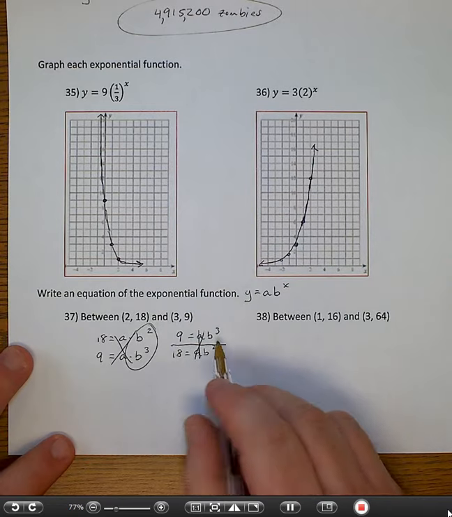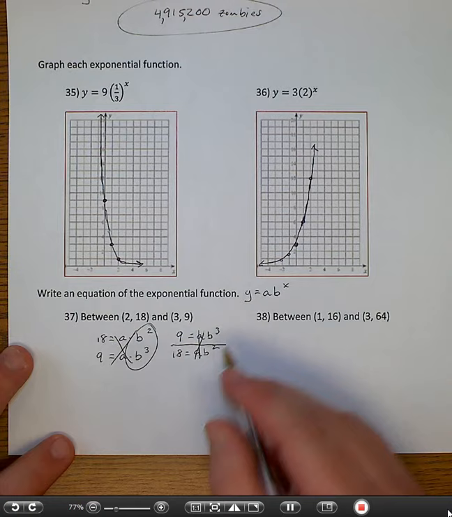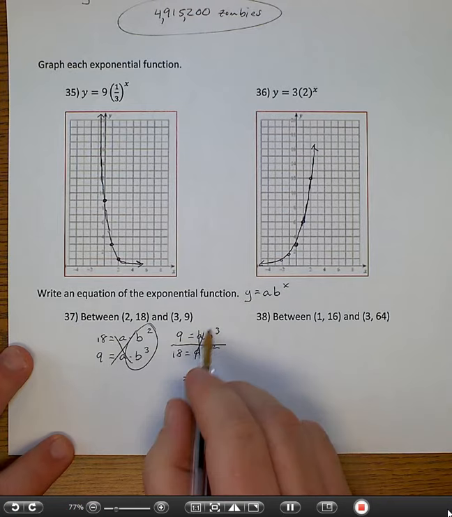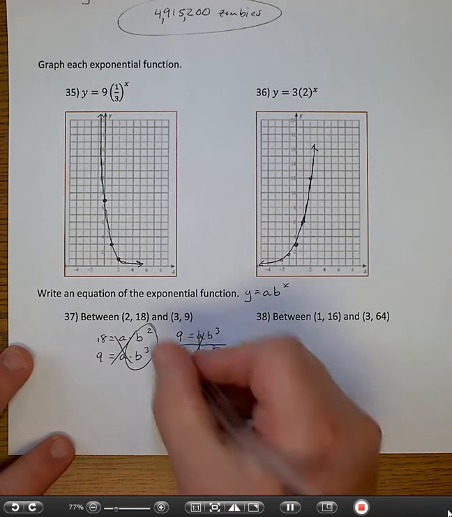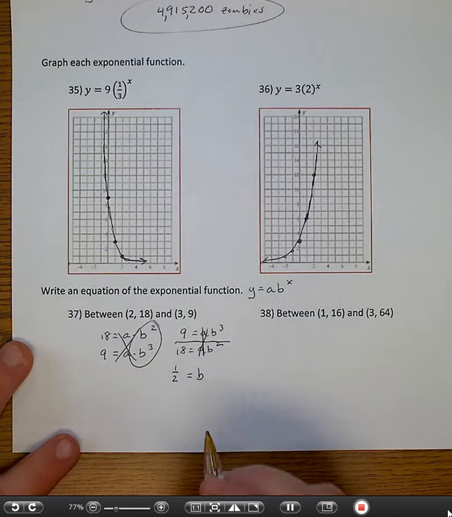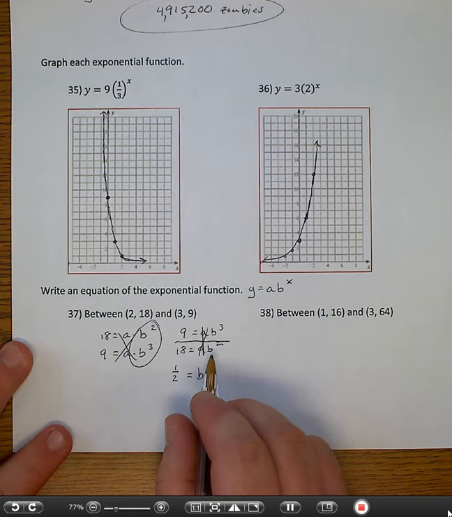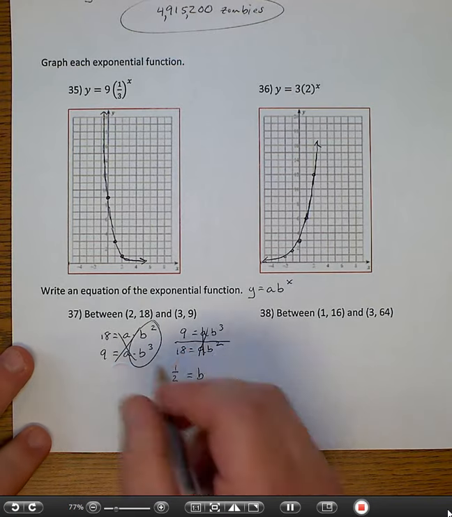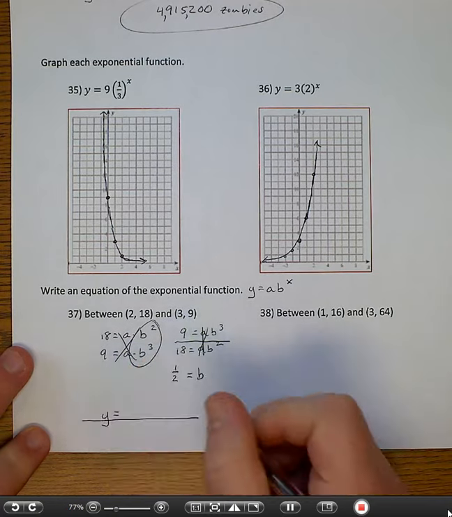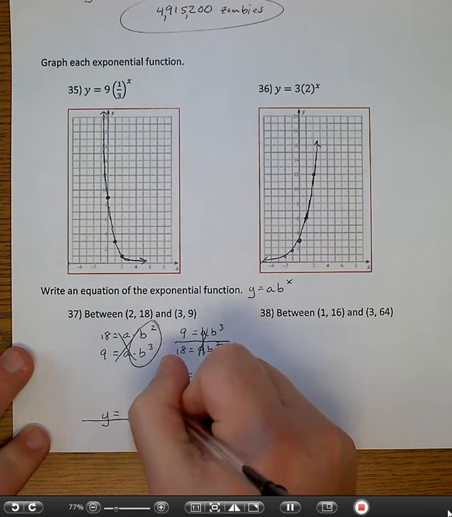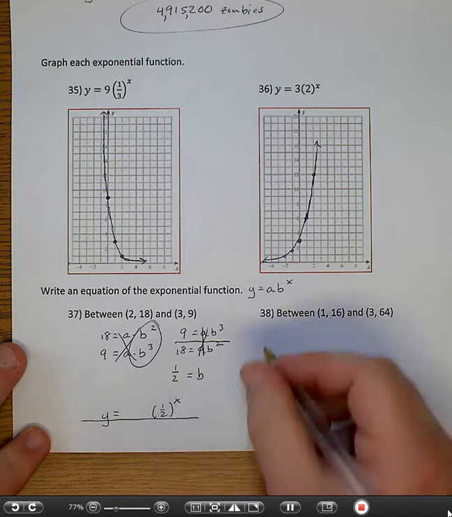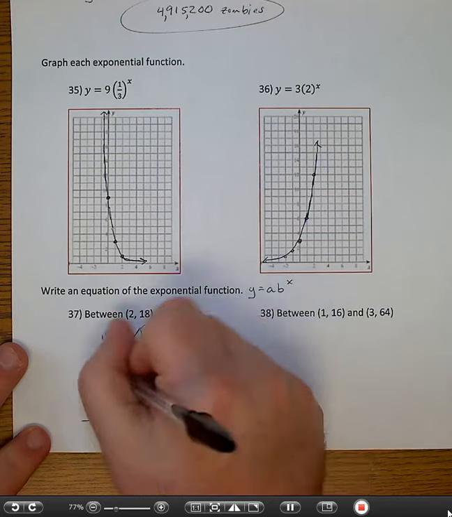B to the third divided by b squared. Where are there more b's? On top. And that right there, that reason is why I put the bigger exponent on top. 9 divided by 18 reduces to 1/2, so b is 1/2. To find a, I'm going to take the 1/2 and plug it back in for b. So on my line here, I'm going to write y equals, we're looking for a, b is 1/2 to the x.